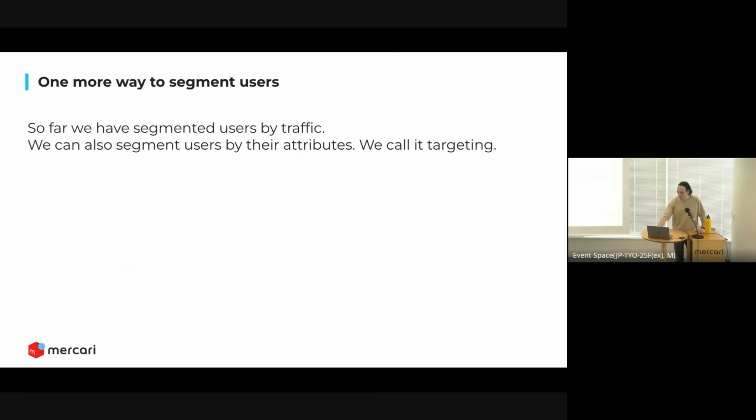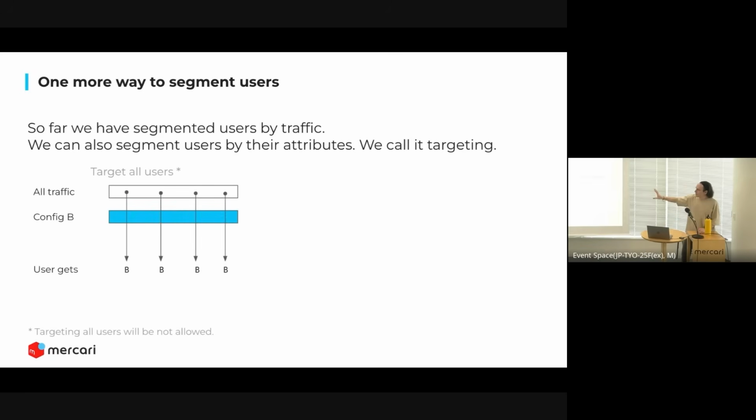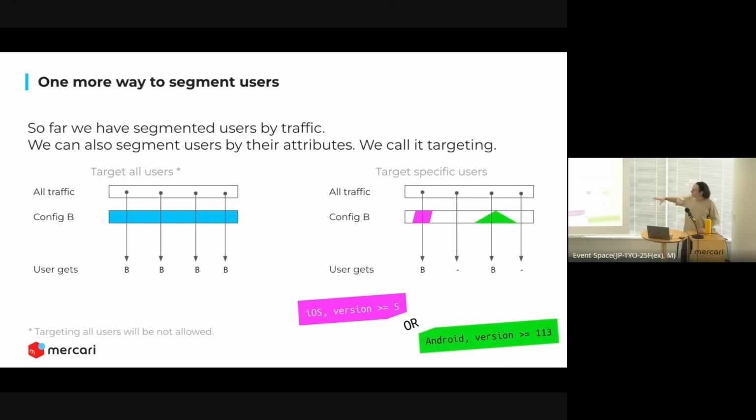We call this targeting. So this is an example of a remote configuration that doesn't use any targeting. All the users will get the B experience because that's what the configuration gives them. But if we apply targeting on top, we can say only users on iOS version 5 or above, or Android users on version 113 and above, only those people will get B from the configuration.